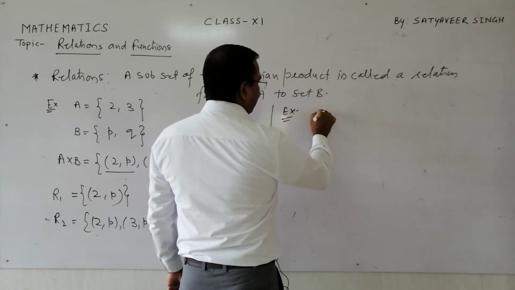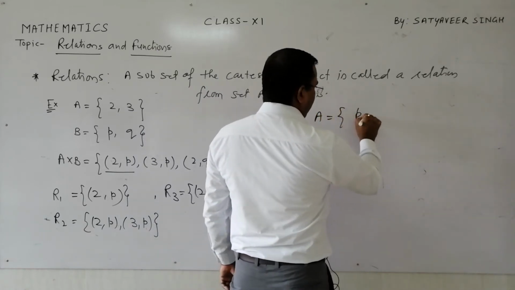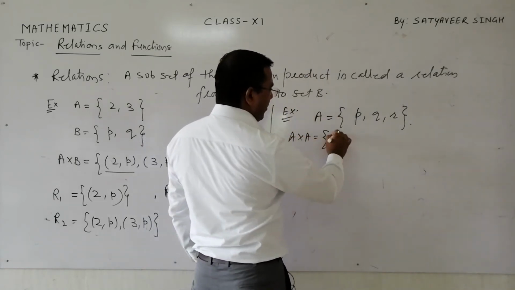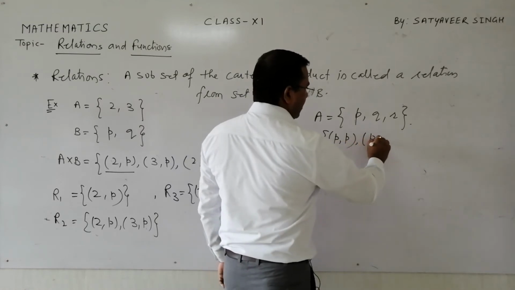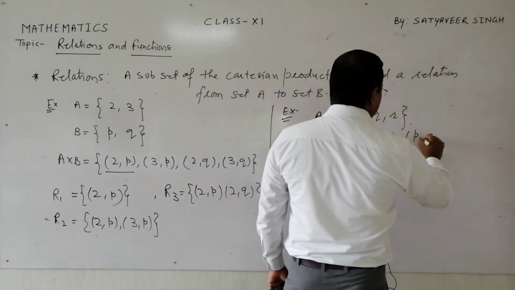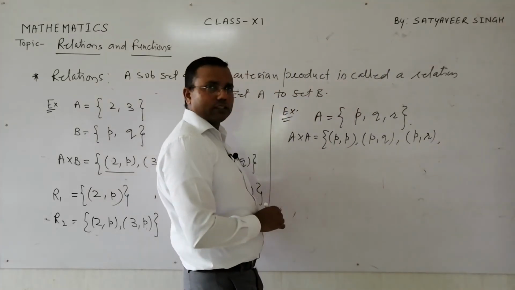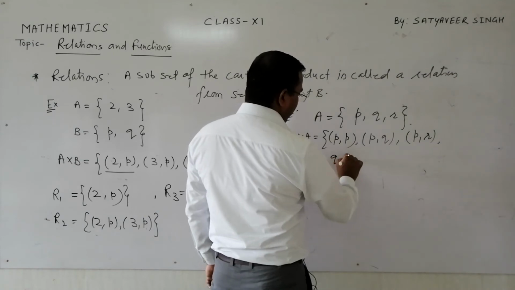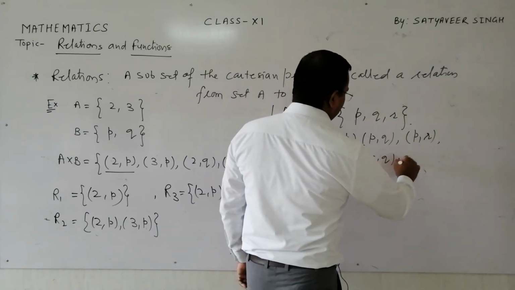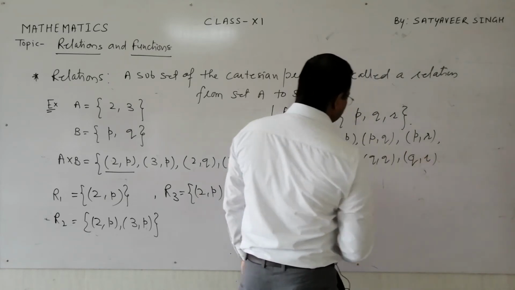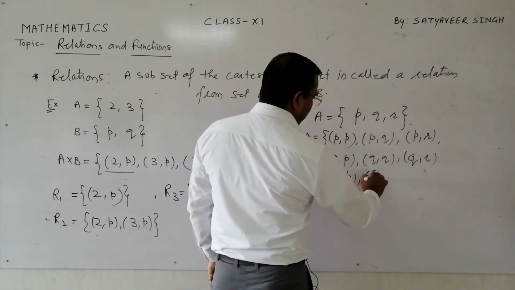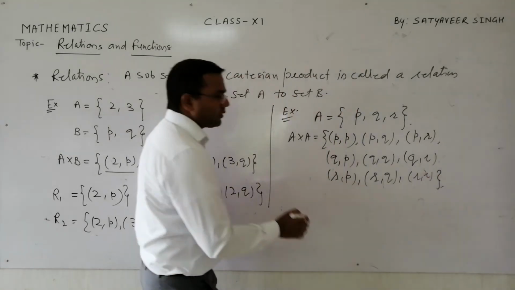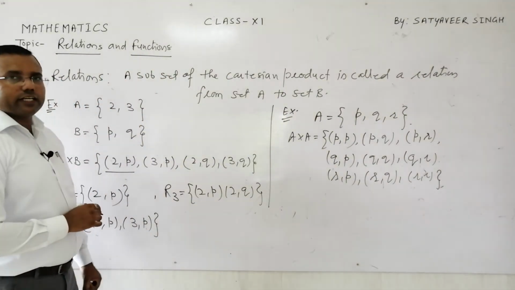Let us take another example. There is one set, suppose it is PQR. If you will find A cross A, it will be PP, PQ, PR like this, and it will be what? QP, QQ and QR. It will be RP, RQ and RR. So these are the total Cartesian product elements I have written.